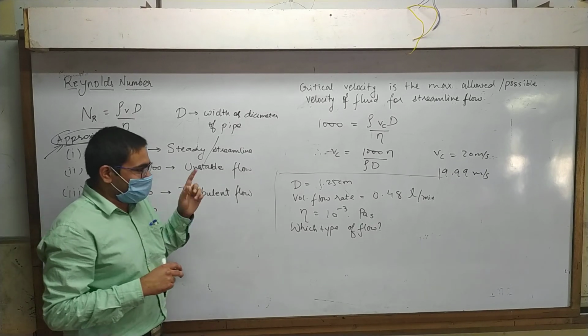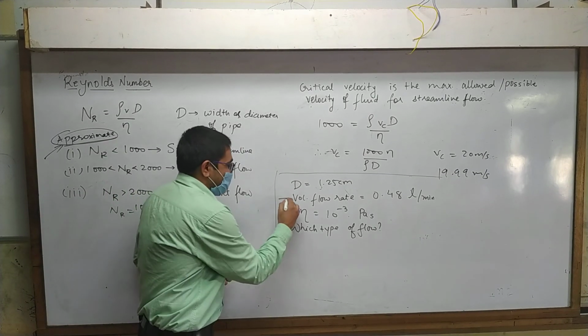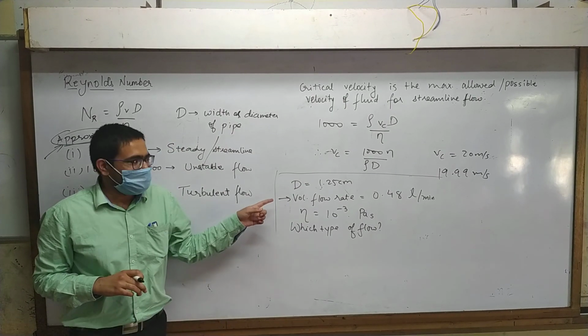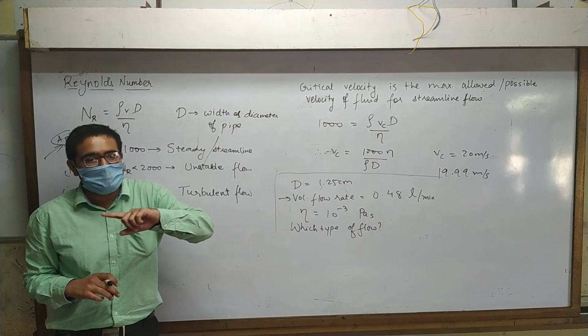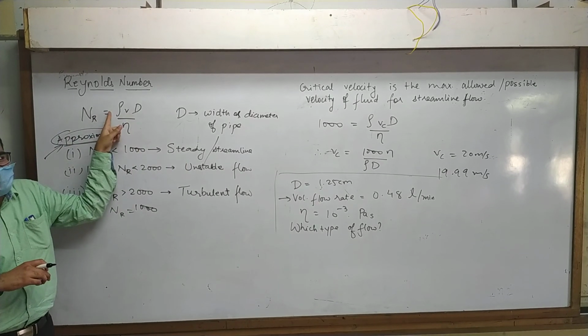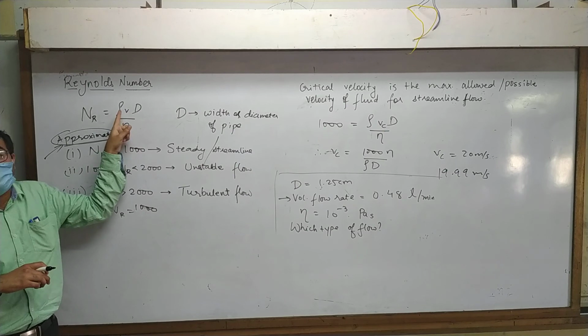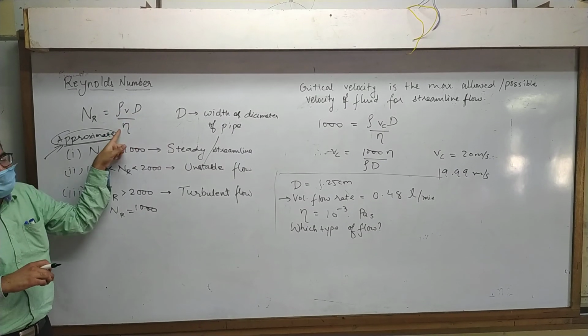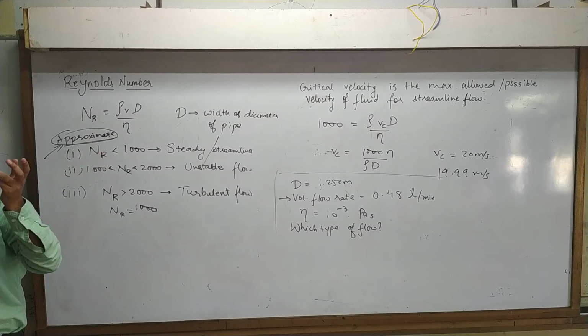Only one point that I'd like to help you. Is speed given? We are given volume flow rate. We are not given speed. Do you know all the terms here? Rho for density, v for speed. It's not capital V. See the difference. D for diameter, that I have already told you. Eta, you know, is coefficient of viscosity.